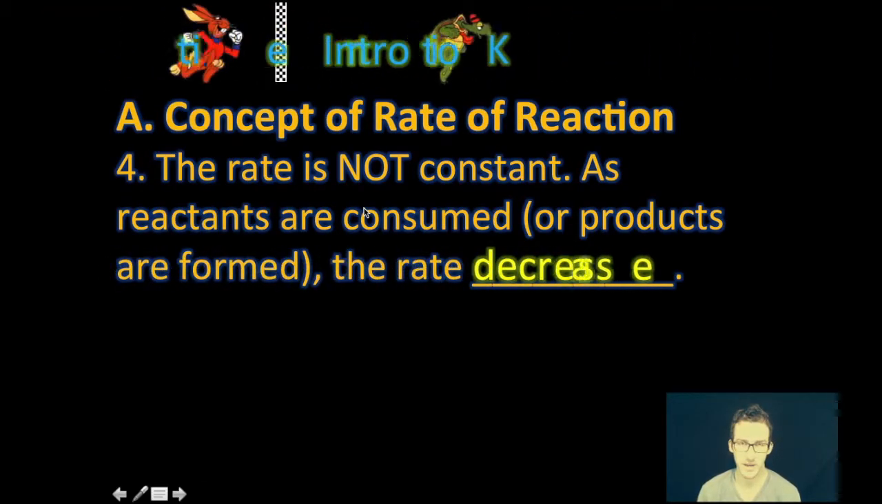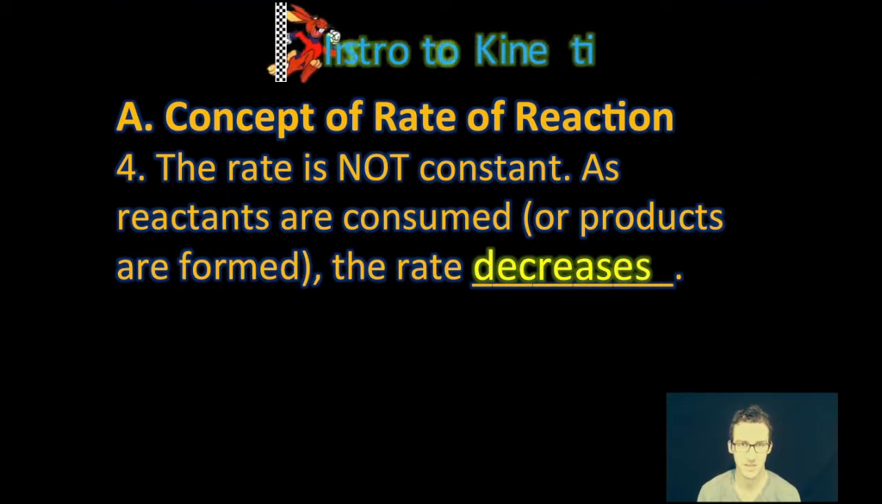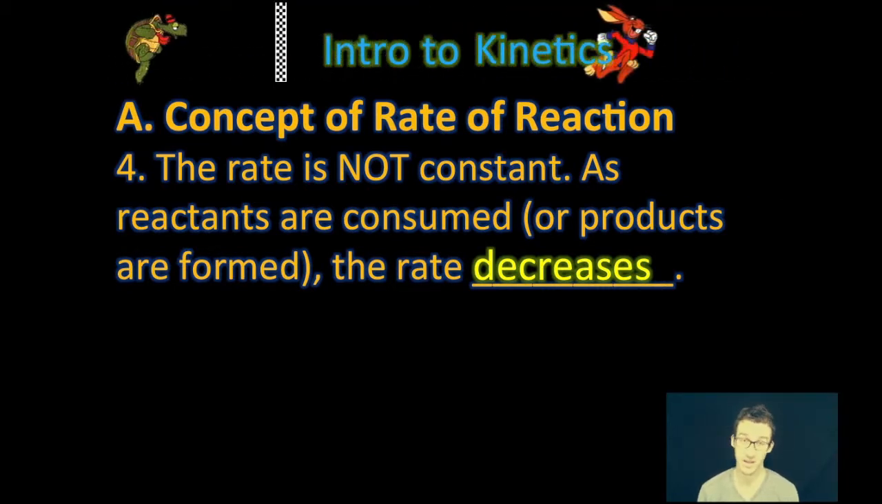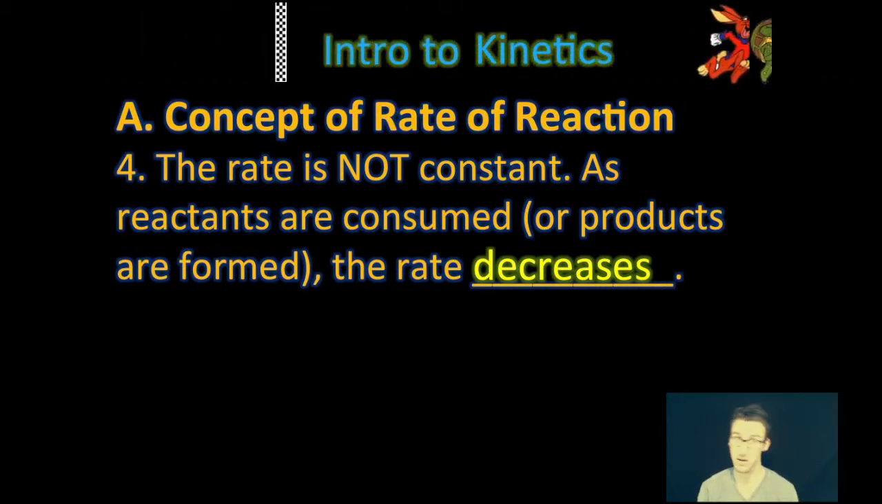But it is important to recognize that the rate is not constant. As the reactants are consumed or your products are formed, the rate decreases. And again, this is because we're using up those reactants, and so there's not going to be as many reactants around to interact with the other reactants to form your products, and so the rate's going to slow down.